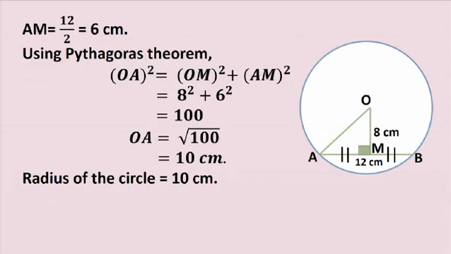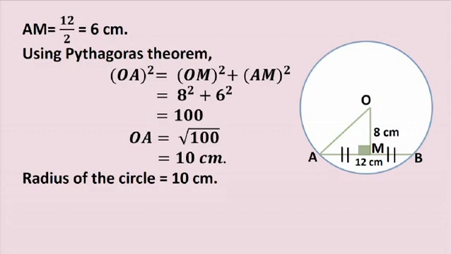Now, we are going to consider the triangle OAM, which is a right angle triangle. So we shall use the Pythagoras theorem. I will have OA to the square equal to OM to the square plus AM to the square. This gives me 8 to the square plus 6 to the square, which is equal to 100. So OA will be the square root of 100, that is 10 centimeters. In other words, the radius of a circle will be 10 centimeters.